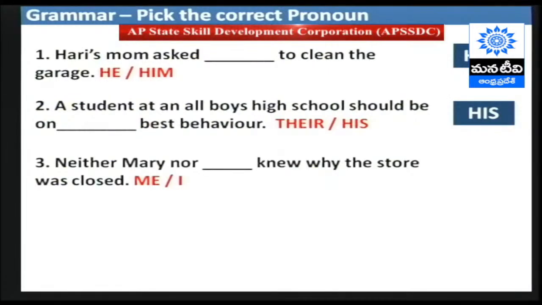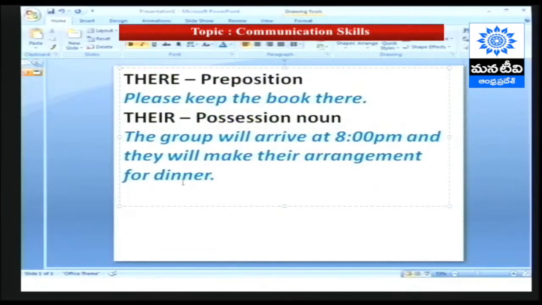Neither Mary nor Dash knew why the store was closed. Now whenever you have neither Mary, it should be nor I. Now here is an important element which you need to understand. In case I am talking about more than one person, that includes me as well. So I as a first person. So here is an example. If I am talking about 2-3 people or even 2 people, and that includes me in the list, we always make a mistake. We put ourselves first, or we use ourselves first person as I.